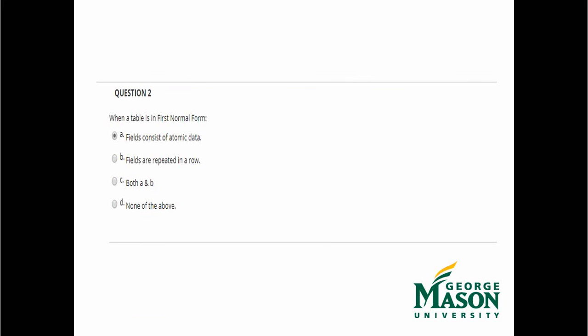So given what we have learned about normalization, let's go through our assignment and answer these questions. In the question presented here as part of our assignment, a table is said to be in first normal form if all the fields consist of atomic data. B is incorrect because there should be no repeated rows.